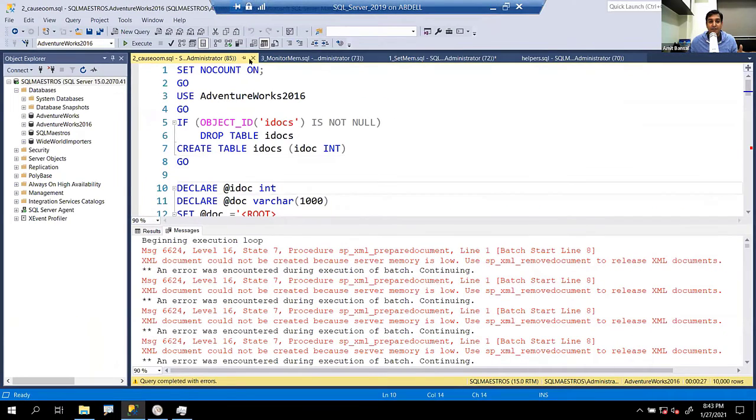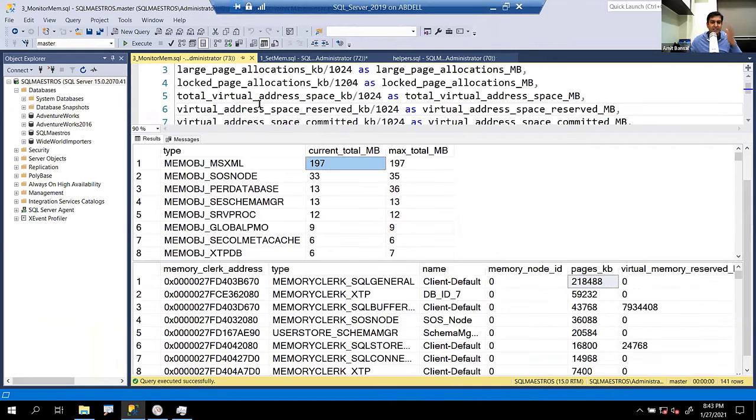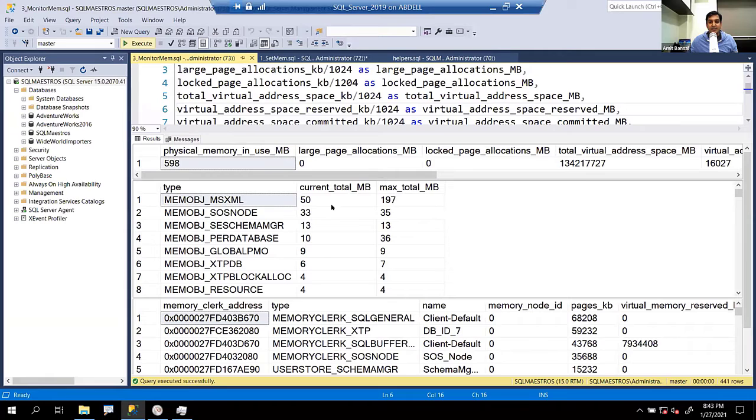Now, friends, if I close this session, at least here it may be a bit of a savior. If I execute this, you can see from 200 MB, the memory immediately gets truncated down and the objects are cleared off. And now the consumption is only 50 MB. But then you cannot rely on this.